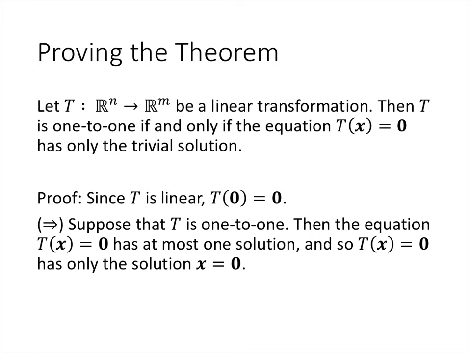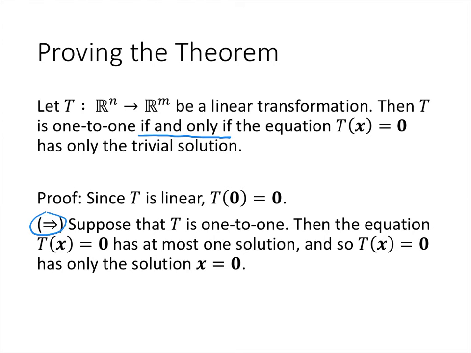So this is an if and only if statement, which means we have two if-then statements to prove. We have to prove that if T is one-to-one, then the equation T of x equals 0 has only the trivial solution. And we'll have to prove that if the equation T of x equals 0 has only the trivial solution, then T is one-to-one. So we indicate that as we've done before with this little arrow. That arrow pointing from left to right means that we're proving the first statement implies the second statement.